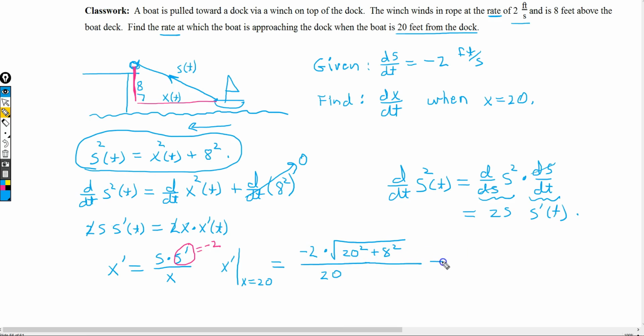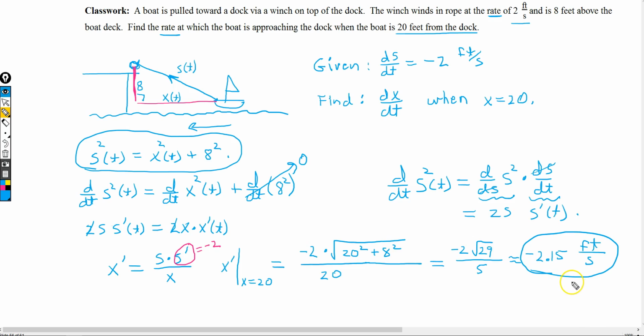And then this simplifies as -2 root 29 divided by 5. This is what you would get if you would simplify this all the way down. And if you use your calculator, that is approximately -2.15, and that would have units of feet per second. Since everything else here has units of feet and seconds, we're going to retain the units of feet per second. And there's our answer.